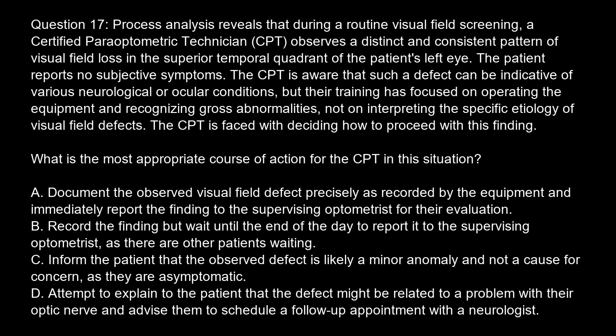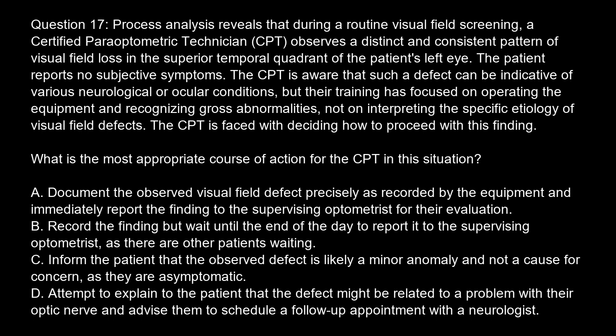Option A. Document the observed visual field defect precisely as recorded by the equipment and immediately report the finding to the supervising optometrist for their evaluation. Option B. Record the finding but wait until the end of the day to report it to the supervising optometrist, as there are other patients waiting. Option C. Inform the patient that the observed defect is likely a minor anomaly and not a cause for concern, as they are asymptomatic. Option D.